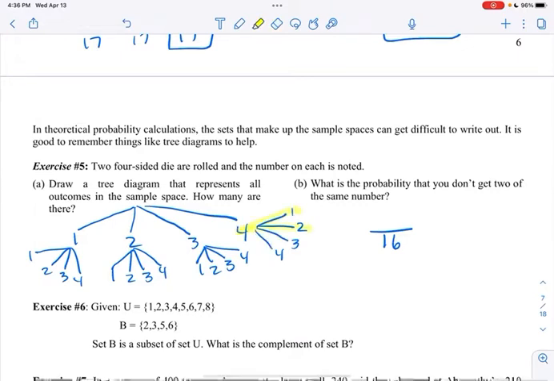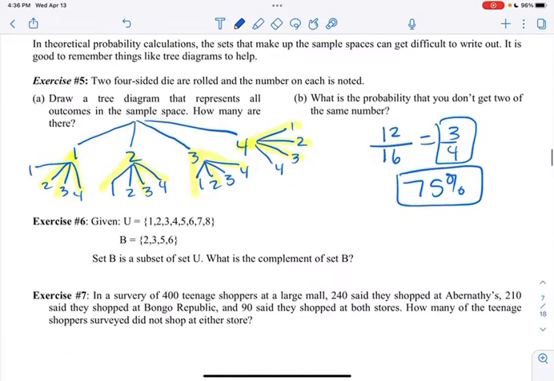Not the same, not the same, not the same. The 4 and 4 is the same. Not the same, not the same, not the same. Not the same, not the same, not the same, and not the same. So basically 3, 6, 9, 10, 11, 12. So 12/16, which reduces to 3/4, or 75%. Remember, I can write it as a fraction, I can write it as a decimal, I can write it as a percent.